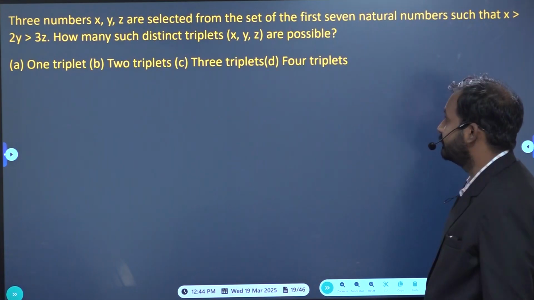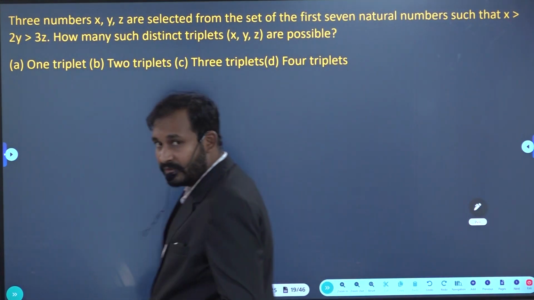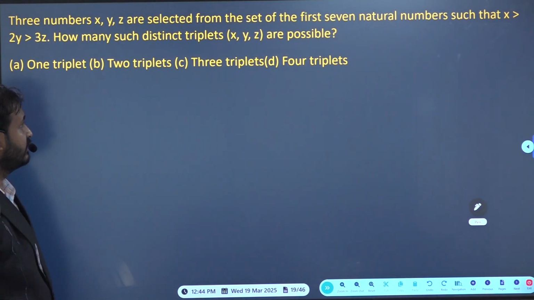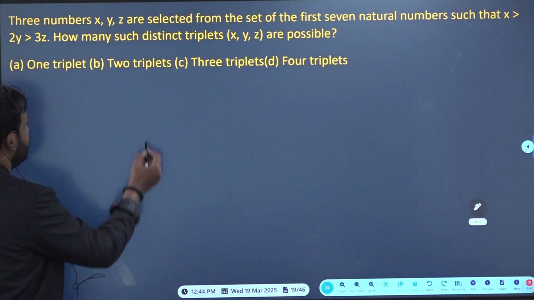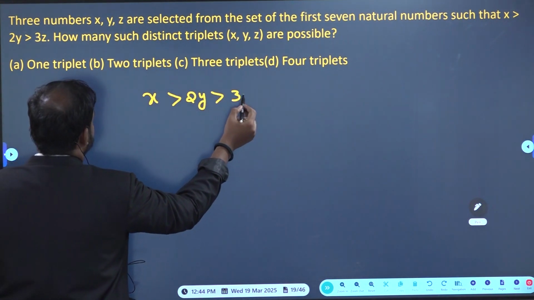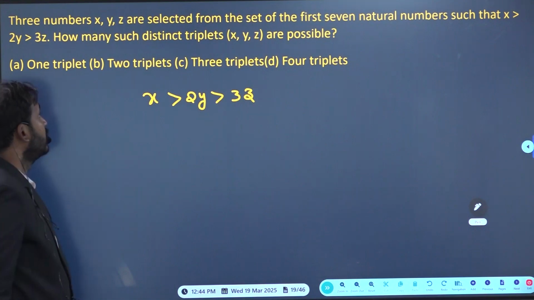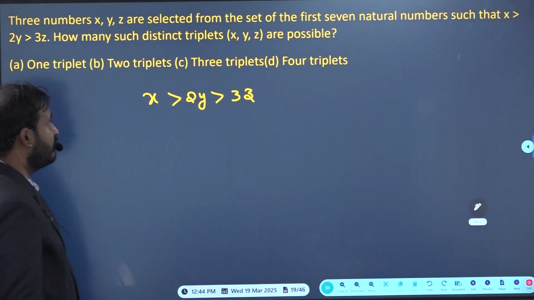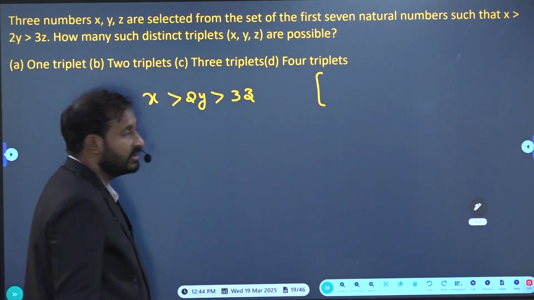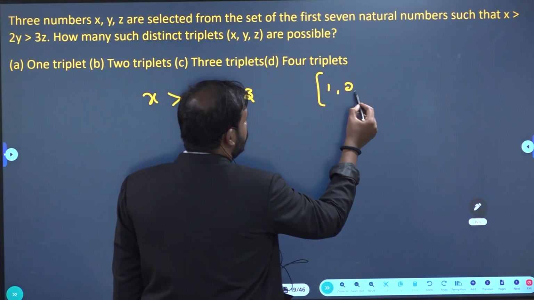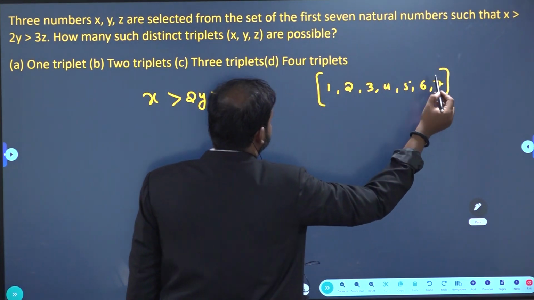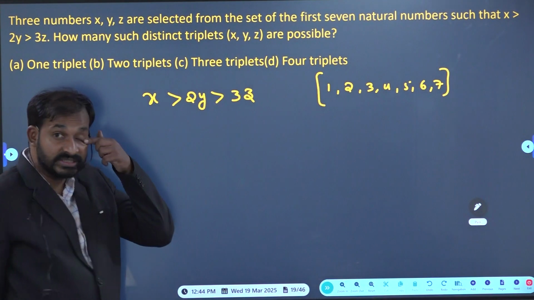Okay. Next one. 3 numbers x, y, z are selected from the set of first 7 natural numbers such that x is greater than 2y is greater than 3z. How many such distinct triplets of x, y, z are there? First of all, tell me the first 7 natural numbers: 1, 2, 3, 4, 5, 6 and 7.